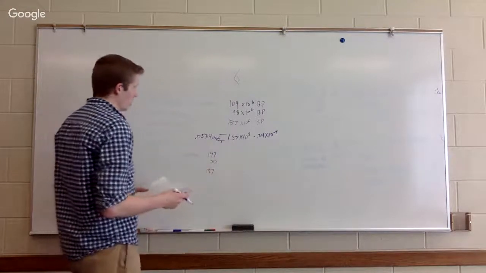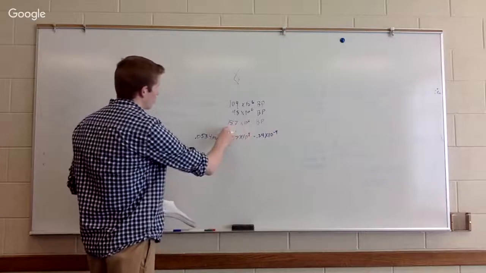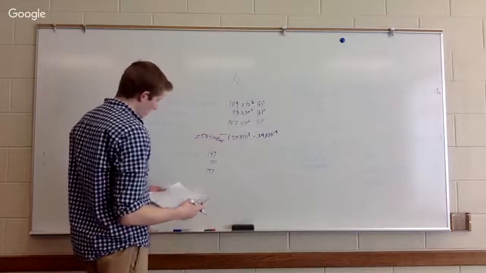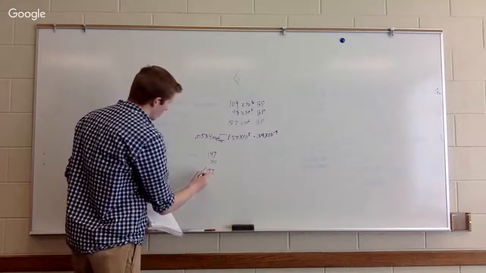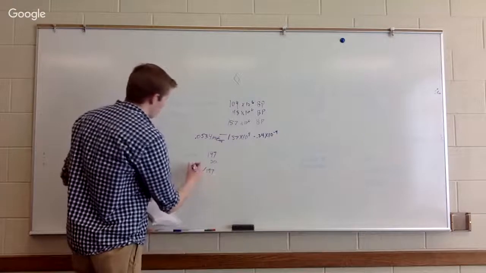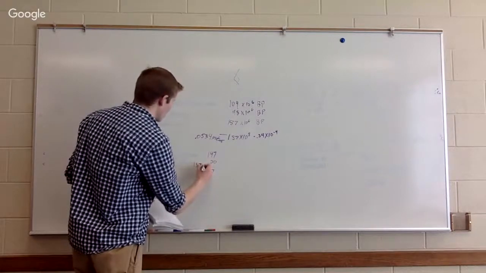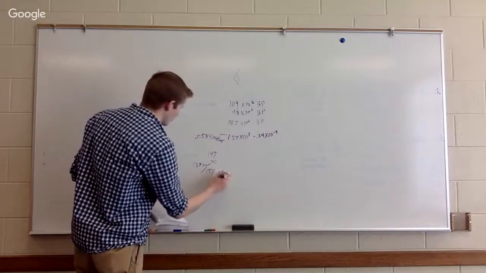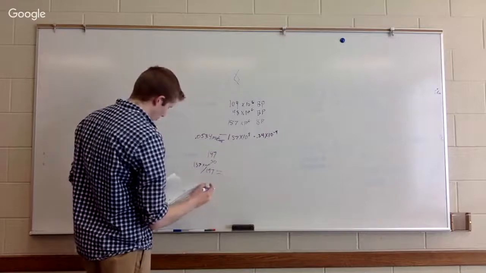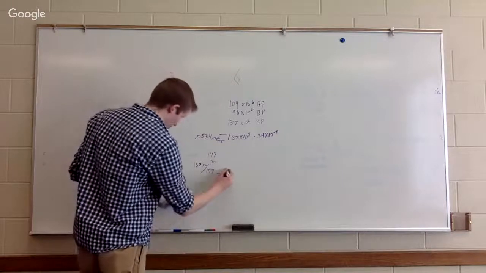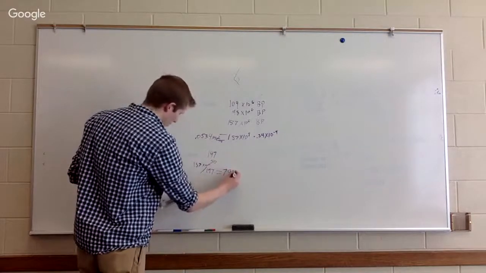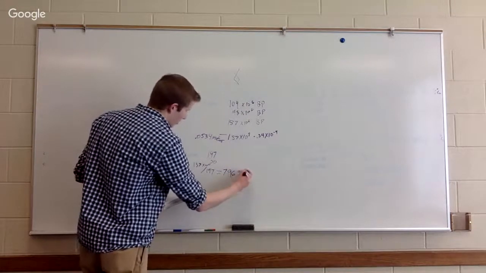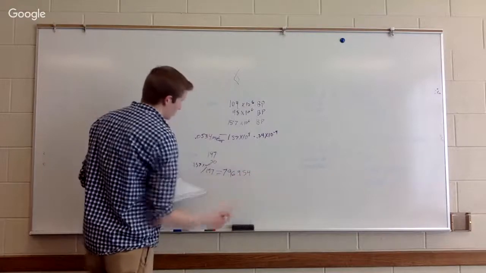And then we take our 157 million base pairs, and all you have to do is divide it by the 197. So 157 million divided by 197, and we get 796,954 nucleosomes.